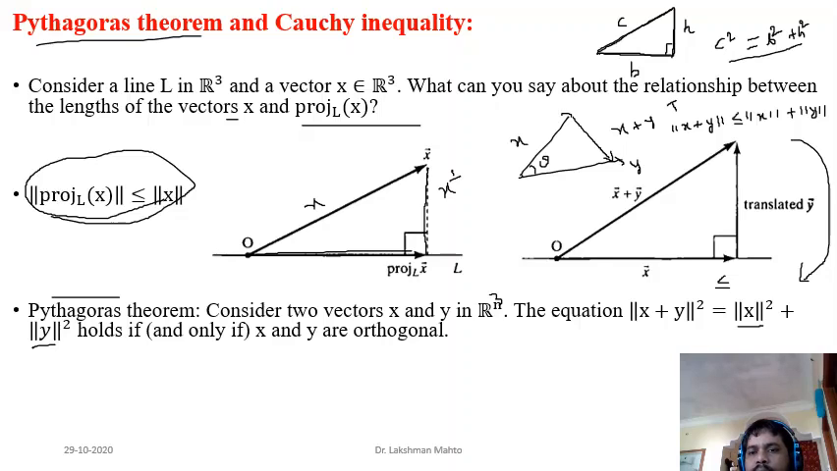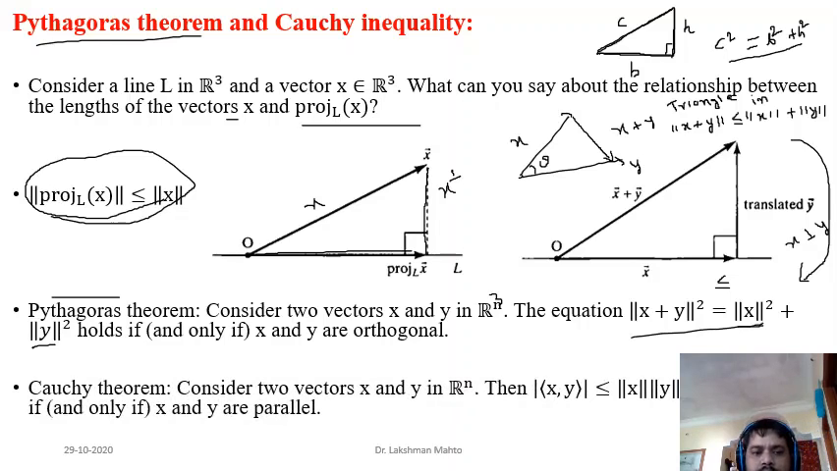If the angle is not 90 degrees, then you observe an inequality here. But if you somehow come to know the angle between x and y is exactly 90 degrees, then you will observe equality. So this concept is called the triangle inequality, and when x is perpendicular to y, this triangle inequality becomes equality. That is the Pythagoras theorem itself.